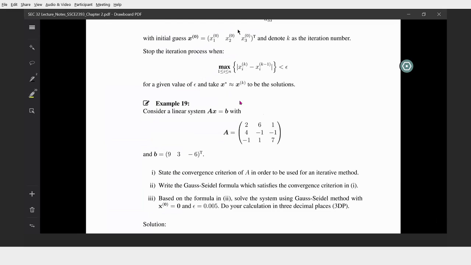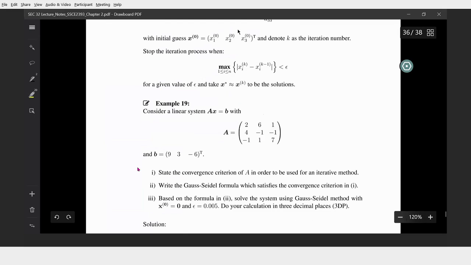Okay, last one here. Let's do this together because I don't have the solution. Is this given? No, not available. Okay, example 19. Consider a linear system AX equals B. This is actually taken from a past exam.